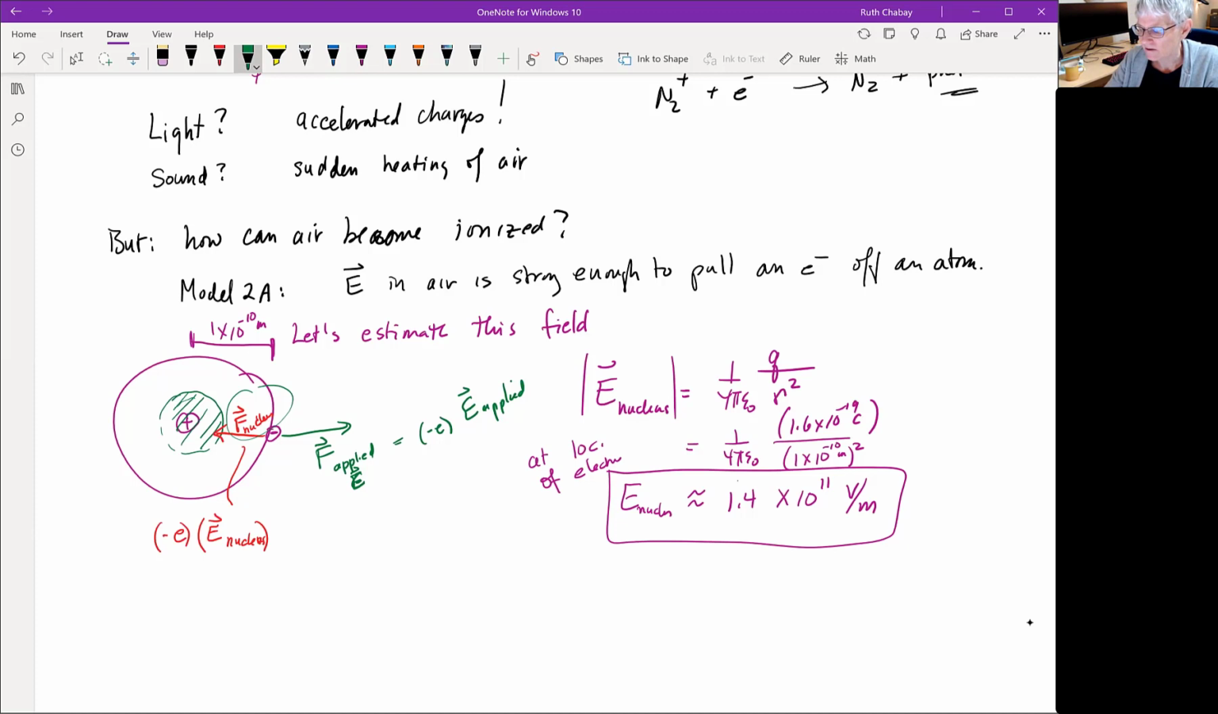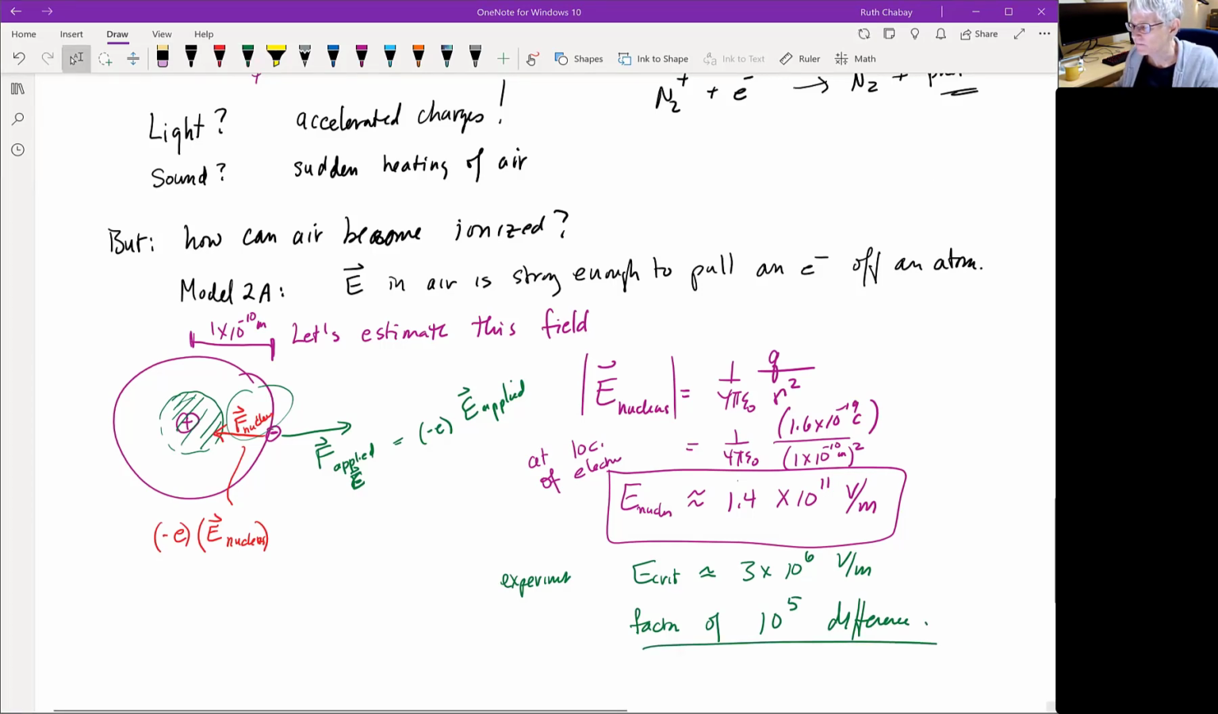Okay, that's a pretty big field. And remember that experimentally, the critical field was about 3 times 10 to the 6th volts per meter. So this is a factor of something like 10 to the 5th difference. So what do we do? Do we just try to refine this model, or do we throw it out and say it's so far off that it couldn't be fixed by doing a better estimate of the distance?